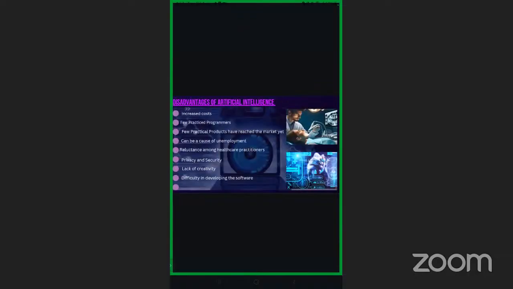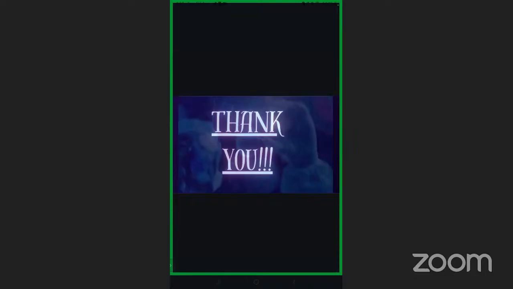There are some disadvantages of AI also: increased cost, few practice programmers, few practical products have reached the market yet, privacy and security, and most importantly, it can be a cause of unemployment and lack of creativity. From this, we conclude that a clear understanding of the techniques and concepts of AI will surely be an advantage in the coming future. So AI is not a myth, but a future in dentistry. Thank you, everyone.